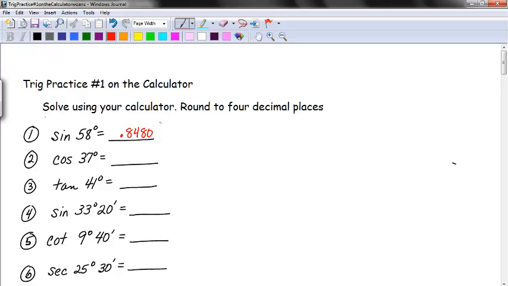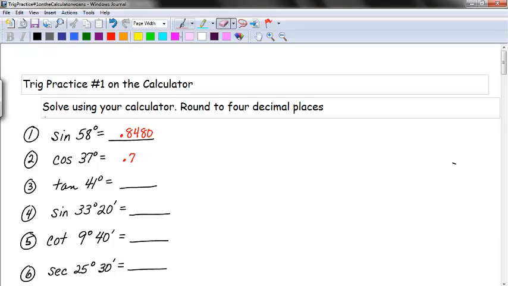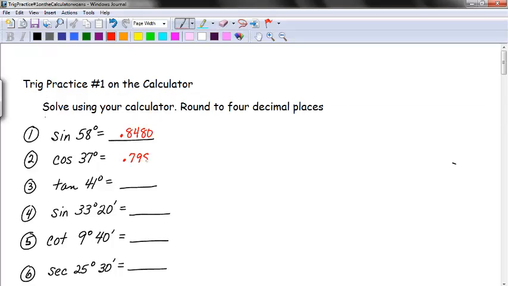Cosine of 37. So just do cosine 37, and I get 0.7986. Okay. Everybody okay with that?